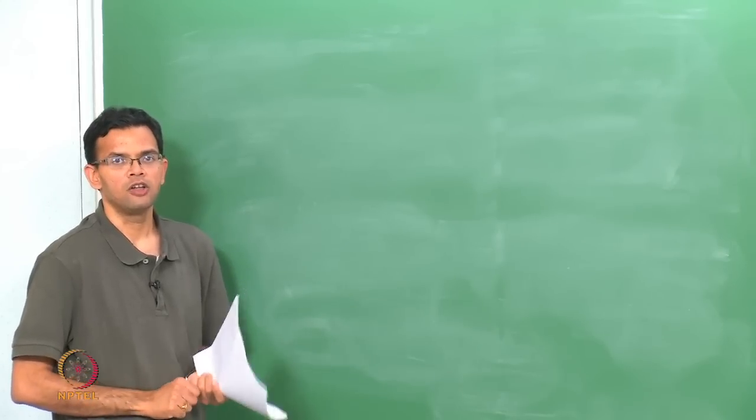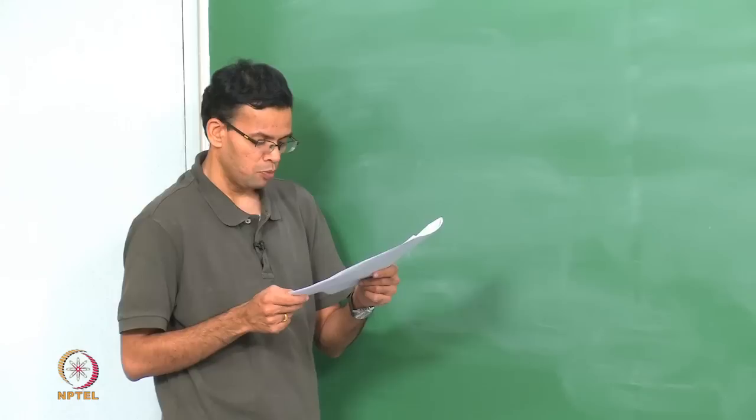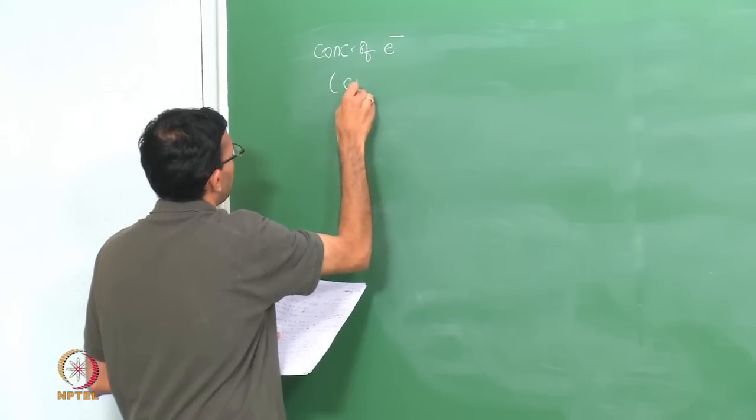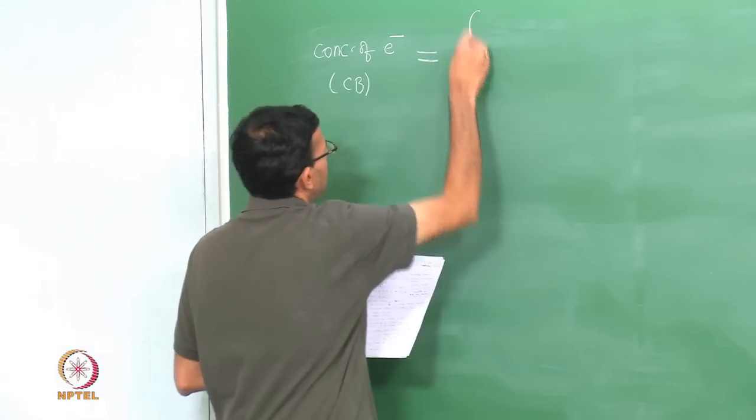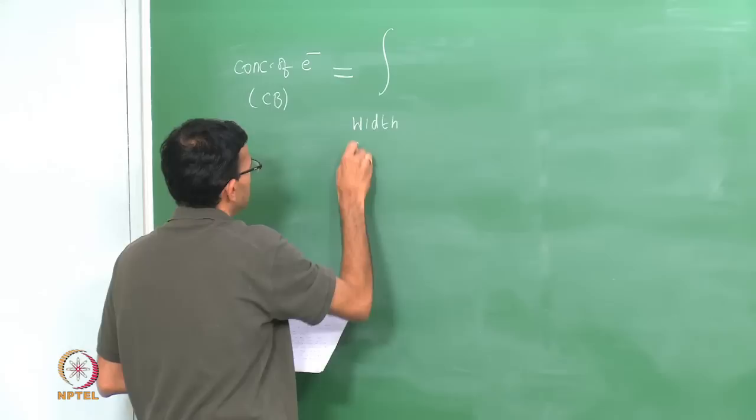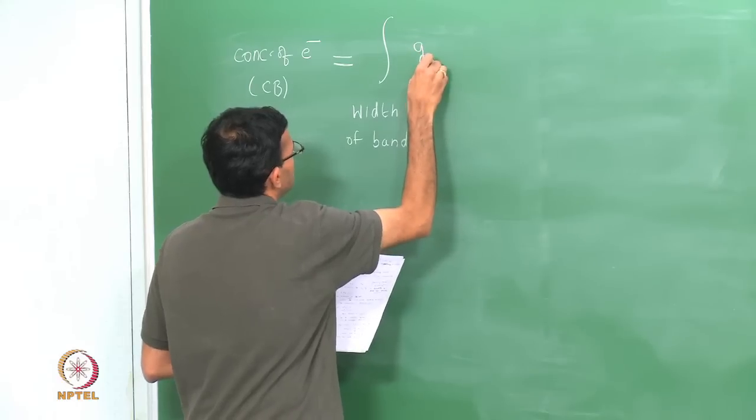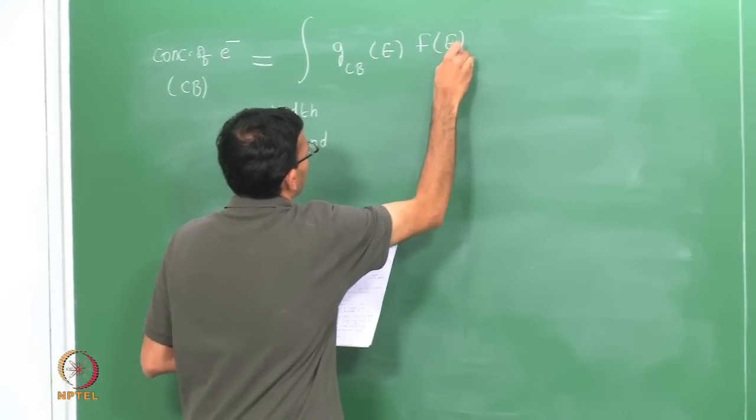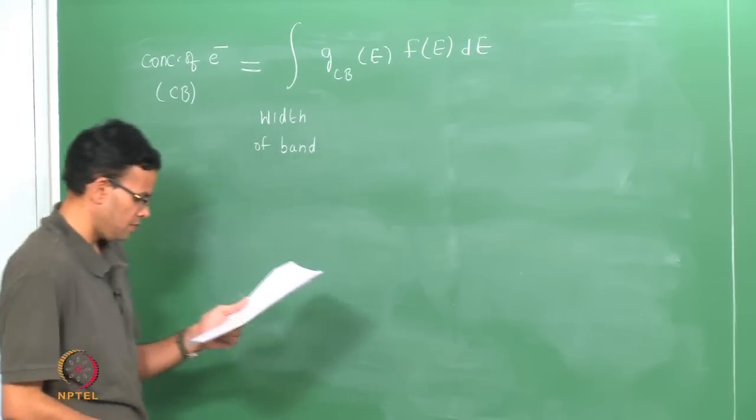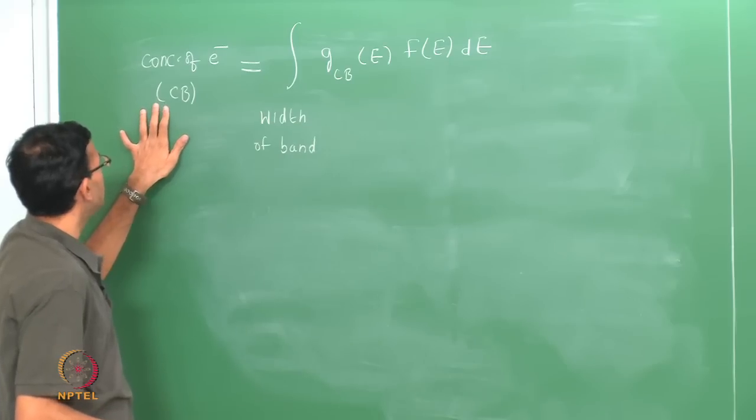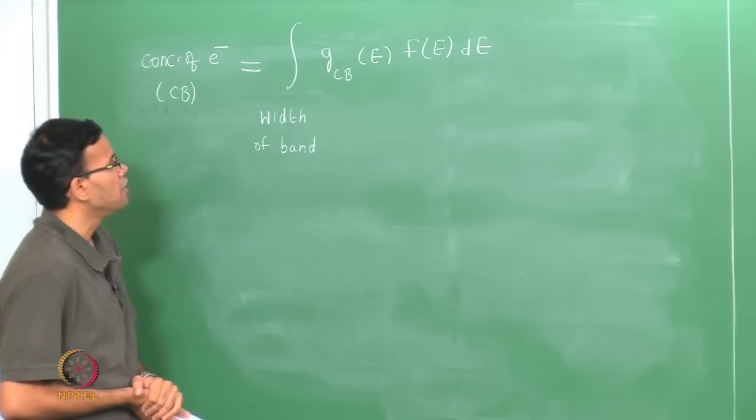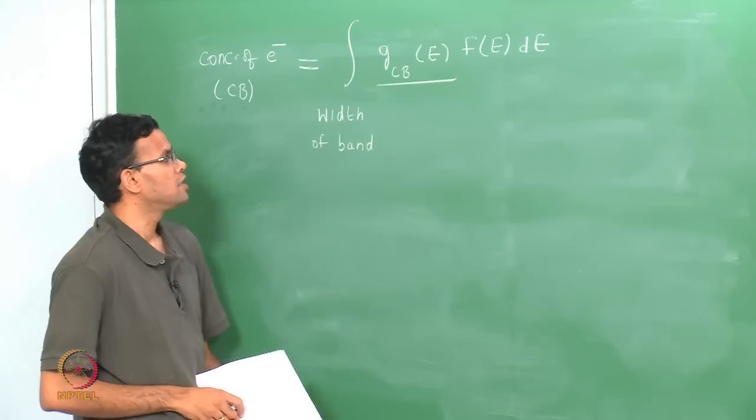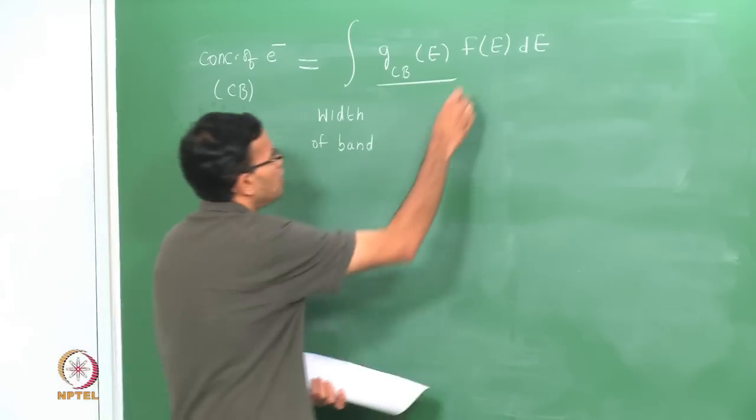In the last class, we looked at the concept of the density of states and the Fermi energy. Putting those two concepts together, you can say that the concentration of electrons in the conduction band is nothing but the integral over the entire width of the band of the density of states in the conduction band, I call that GCB of E, times F of E dE. To put this into words, if you want to find the number of electrons in the conduction band at any given temperature, it is going to depend on the number of states that are available in the conduction band, which is GCB of E, the density of states, and the probability that those states are occupied by the electron, which is F of E.